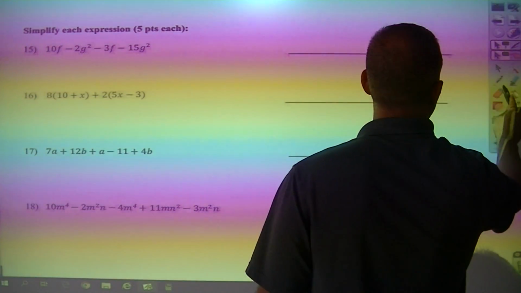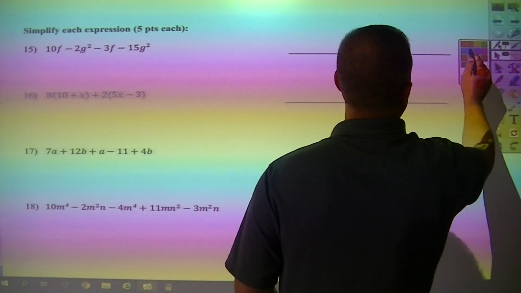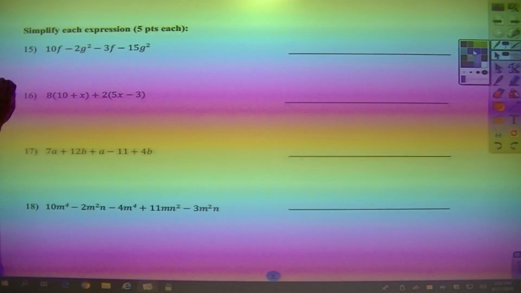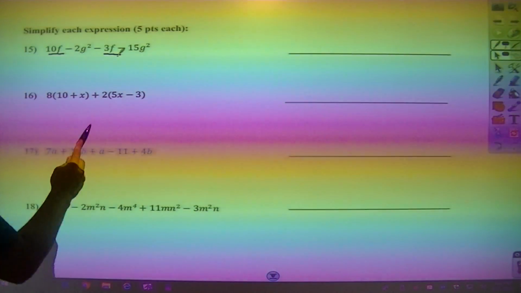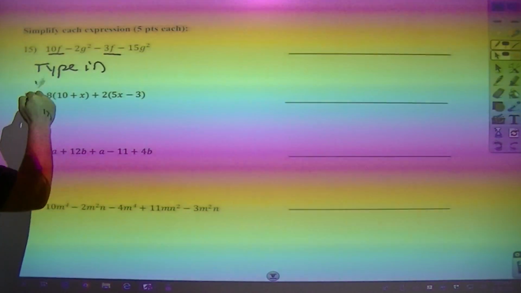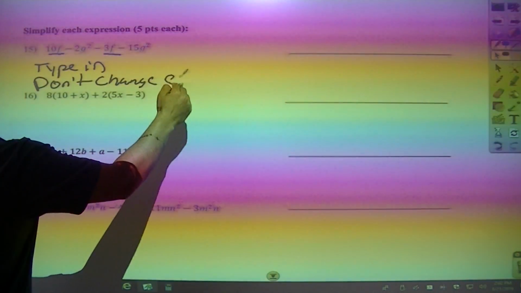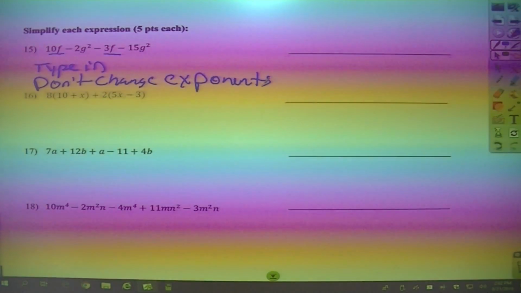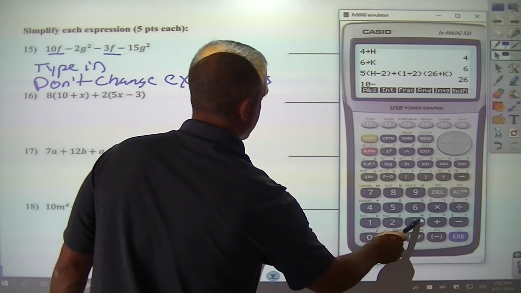All right, now this next one, let me just go to blue, just to see it a little bit better. Okay, you want to combine your like terms. So this term and this term are alike. So what you have to do, very important, you type them in. Don't change the exponents. Okay, very important. So what I would do is 10 minus 3.